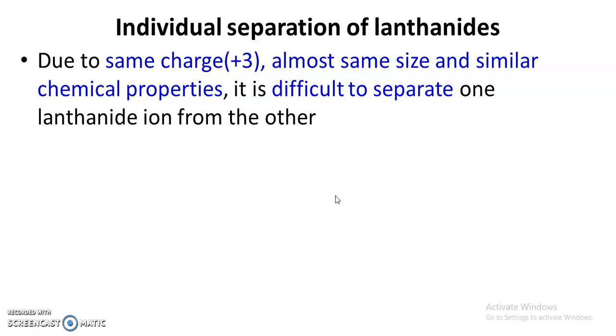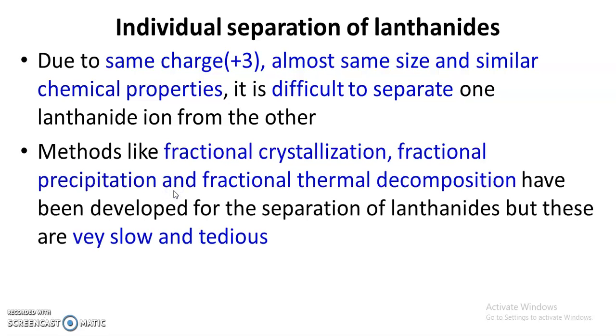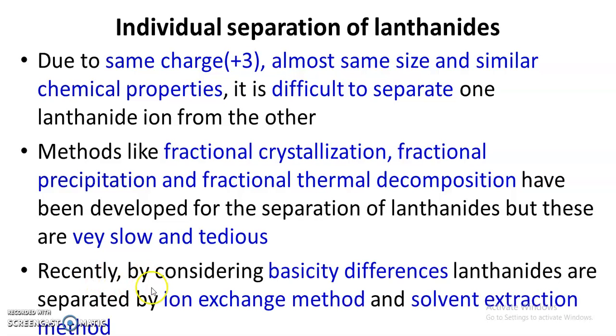Due to the same charge, almost the same size, and similar chemical properties, it is difficult to separate one lanthanide from the other. Methods like fractional crystallization, fractional precipitation and fractional thermal decomposition have been developed for the separation of lanthanides, but these methods are very tedious and very slow. But recently, by considering the basicity differences of lanthanides, these are separated by ion exchange methods and solvent extraction methods.